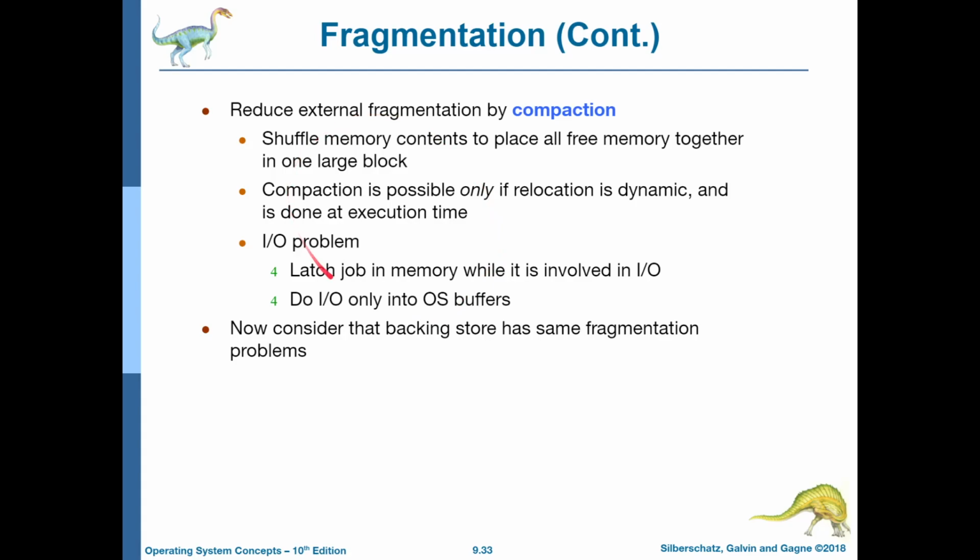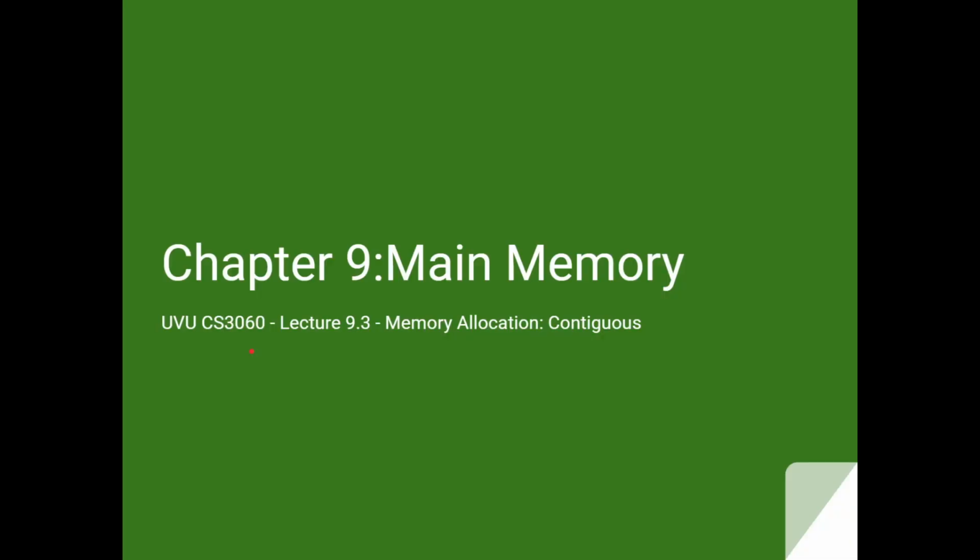One thing to be concerned with as well: we're talking about fragmentation within memory, but fragmentation can also happen within the backing store. And we need to somehow mitigate that, usually through compaction. This brings us to an end for lecture 9.3, where we talk about contiguous memory allocation.